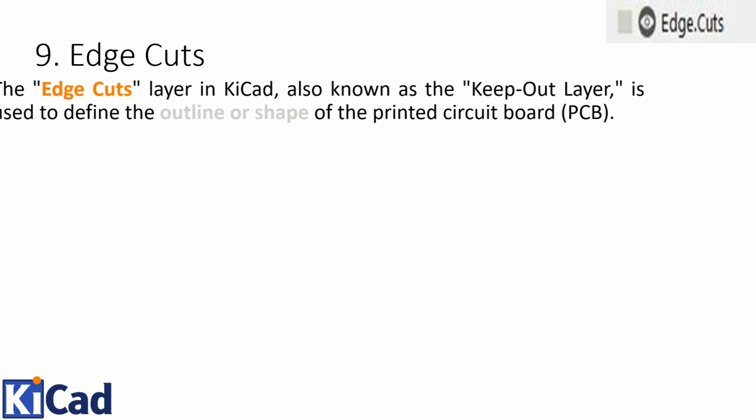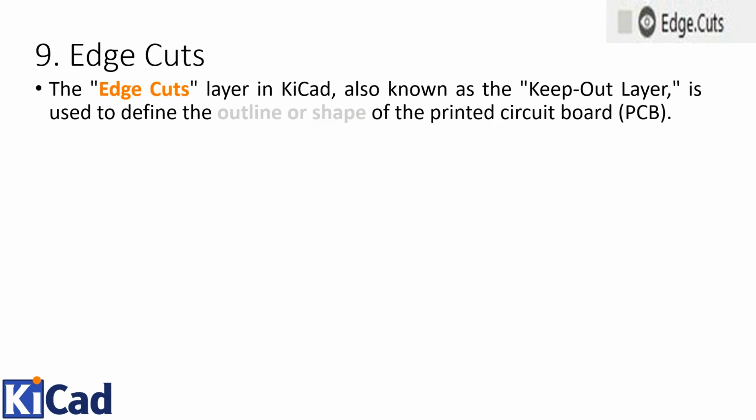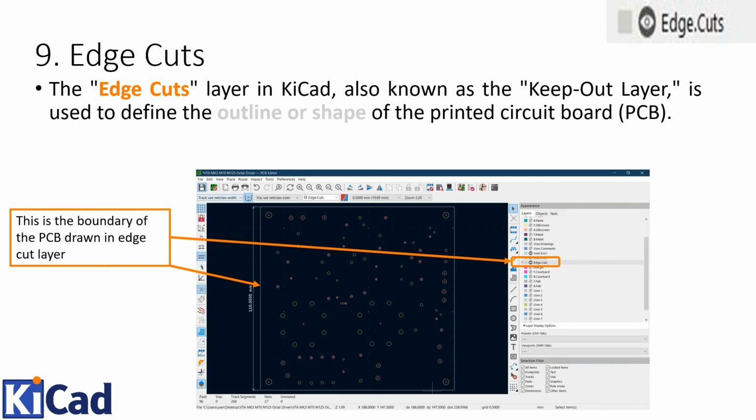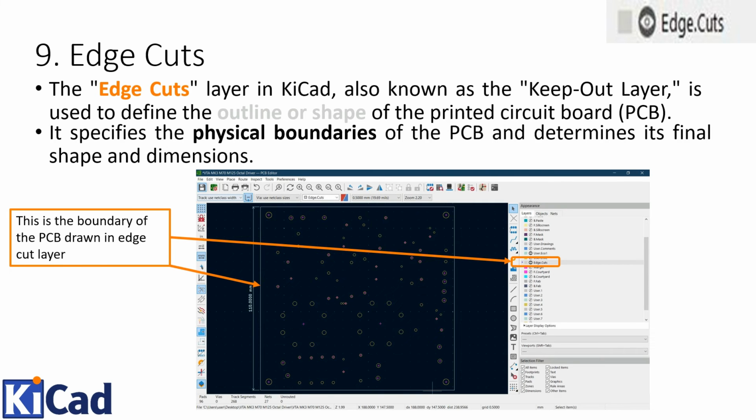Then the edge cut layer. This is a very important layer because the edge cut layer in KiCad, also known as the keep out layer, is used to define the outline or shape of the printed circuit board. In the edge cut layer, you first of all select the edge cut layer and draw any box that will actually define the boundary of your PCB. It specifies the physical boundary of the PCB and determines its final shape and dimensions.